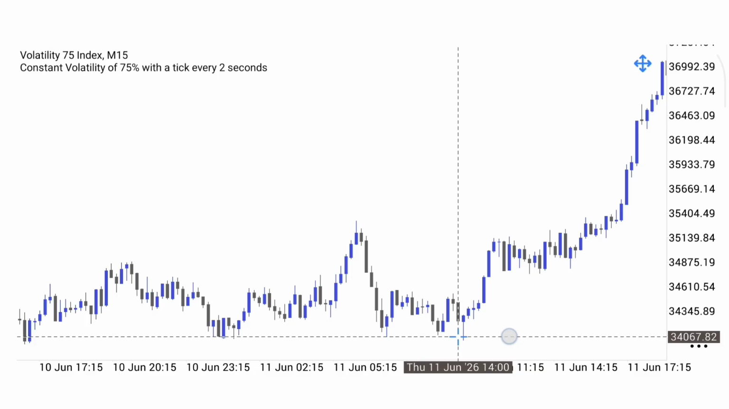This is now a demand zone. A demand zone is an area where people buy from, where the buyers are at work. And when you say supply zone, that is for a downtrend where the sellers are at work.